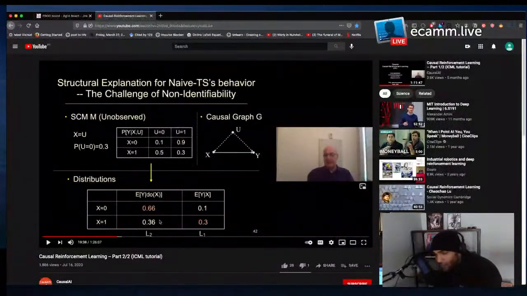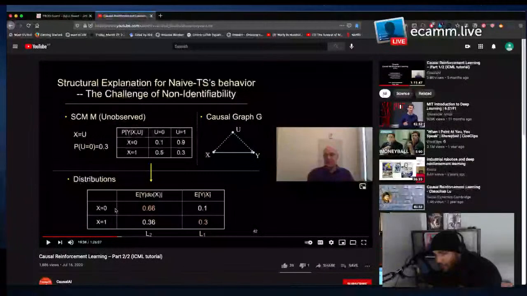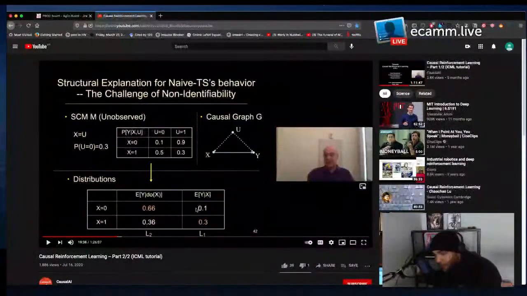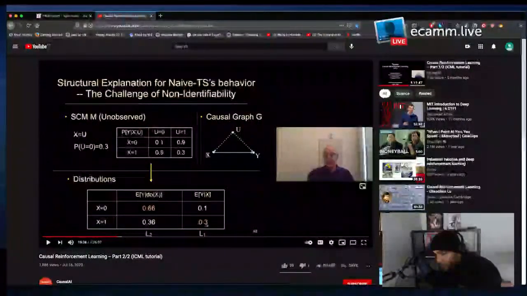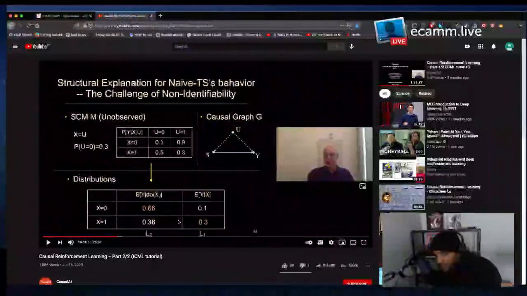And so we get a flip of sign in terms of x. The expectation of y given do x equals 1, minus the expectation of y given do x equals 0, versus the expectation of y given x equals 1 minus the expectation of y given x equals 0, and you subtract those two, you get a sign change. So it's kind of a Simpson's paradox kind of thing.